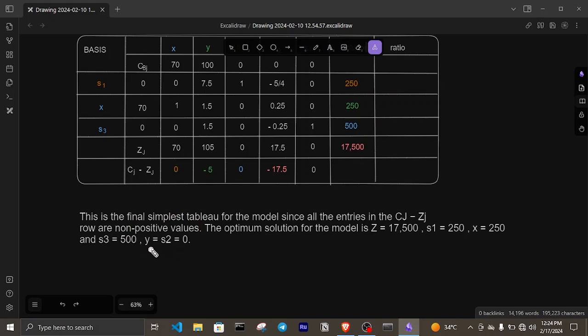So this is a very simple method to find our optimal solution, guys.